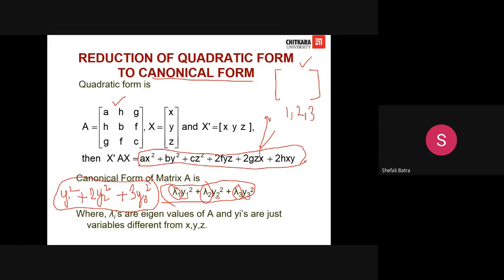If you know how to write a matrix from the quadratic form, then only you can do this question. And after writing the matrix, if you know how to find the eigenvalues, then only you will be able to write the canonical form of the given matrix. Right? So for a quadratic form, you will write a matrix A from it, then find the eigenvalues for that matrix, and then write the canonical form.